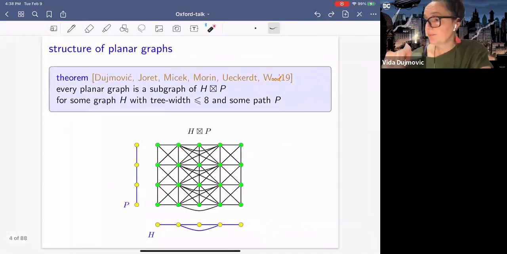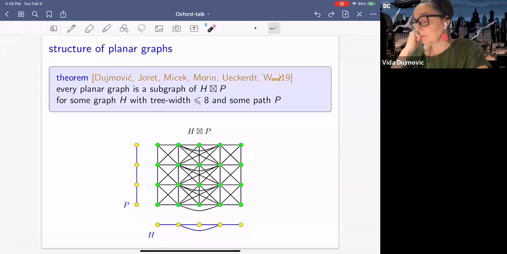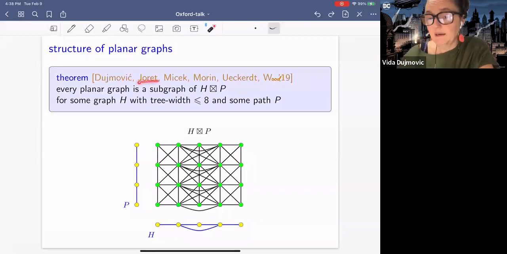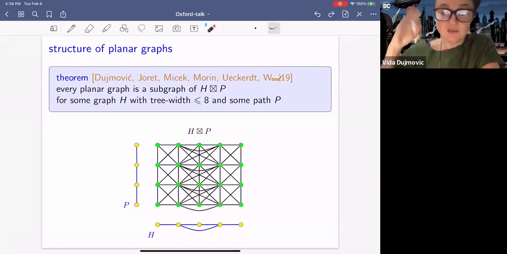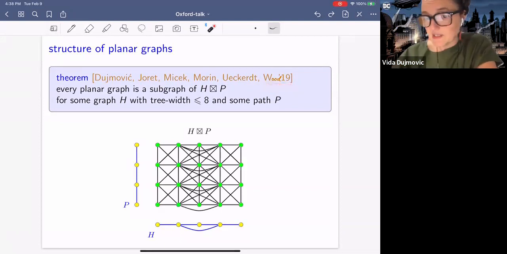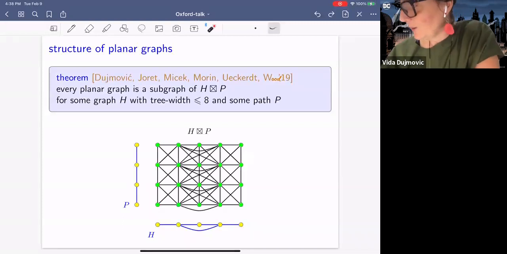And the theorem that we proved, by we, I mean myself, Gwenaël, Jorette, Piotr Micek, Pat Morin, Torsten Ueckerdt, and David Wood. By the way, you can see, as usual, that these are somebody else's slides. Those that are handwritten are mine. So let me give credit to the people who made these slides. Some of them are mine, only the handwritten ones. The rest of them are somebody else's. I think this particular one is by David. That's why I had to add the rest of his letters here on the theorem.